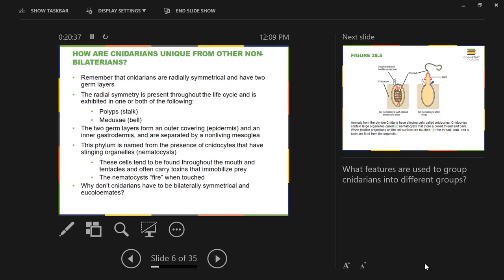Yeah. And being radially symmetrical allows them to, like you said, pack a lot more of those cnidocytes into a particular area. Good. What about the whole eucoelomate portion? This one's a little bit more interesting. You're like, okay, I understand why they don't need to be bilaterally symmetrical because they're not moving with any intentionality. But what about a eucoelomate body plan? We talked about that. That increases efficiency in design.